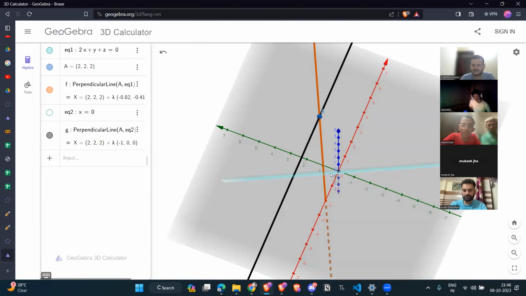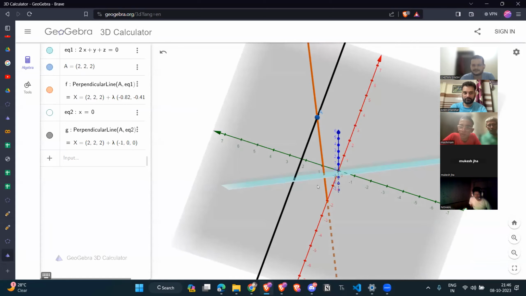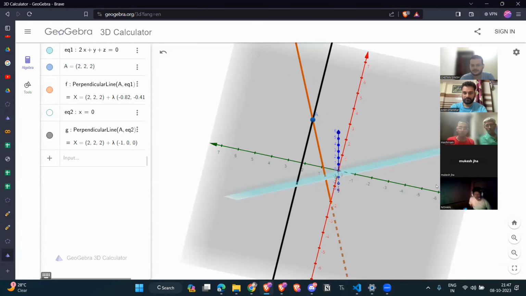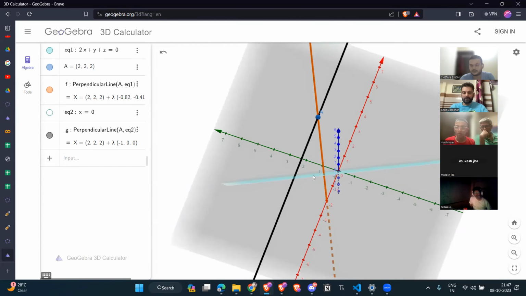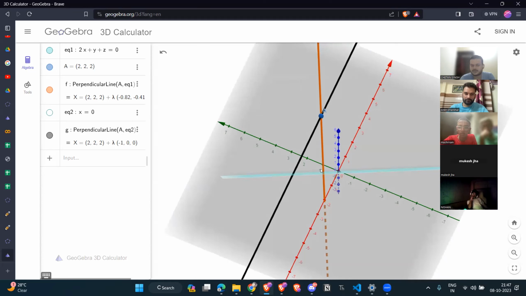That's why I was asking which line you think is the shorter one here. That was the only motivation, because you can clearly see that this is the perpendicular on this plane. That's why I rotated it to the top, so that we can see this whole plane as a single line, and we know that this orange line is the perpendicular. Now it's clear. Thank you. Okay, perfect.